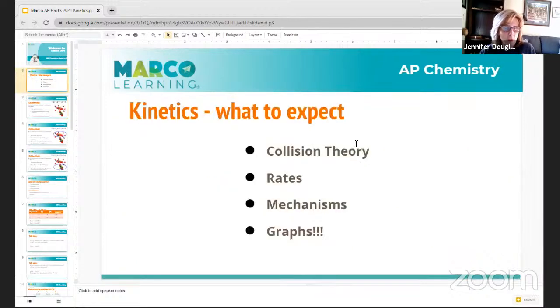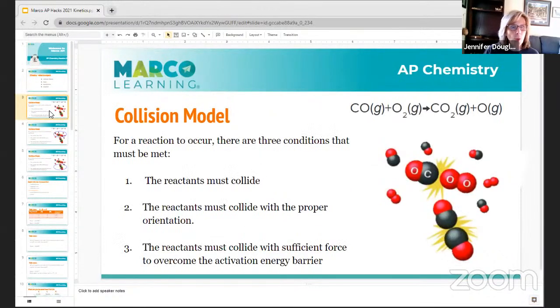So we're going to start with the collision theory, or collision model first. And so that's the whole idea of how does a reaction even occur? And for a reaction to occur, 3 things have to happen. First of all, the reactants have to collide with each other. The second thing is they have to collide with the correct orientation. And then the third thing is they have to collide with enough force to provide the activation energy for the reaction to occur. So it makes sense, the first one, that reactants must collide, because we need bonds to break, new bonds to form, and they've got to be colliding with each other for that to go on.